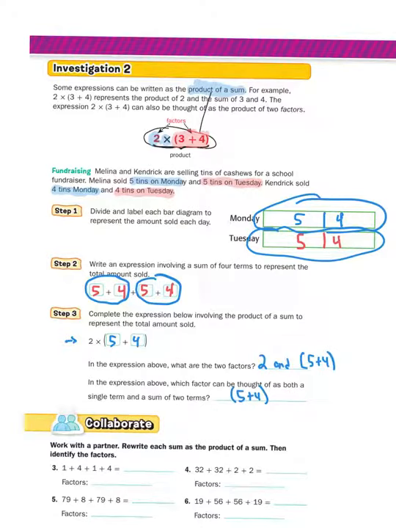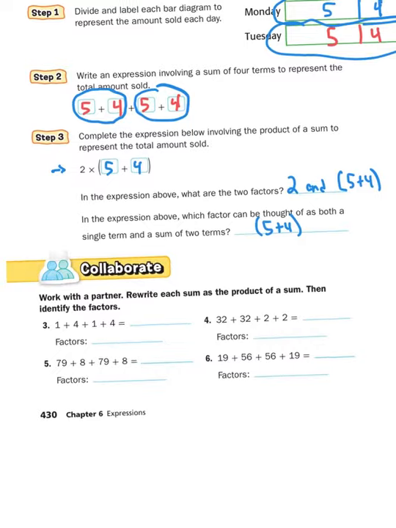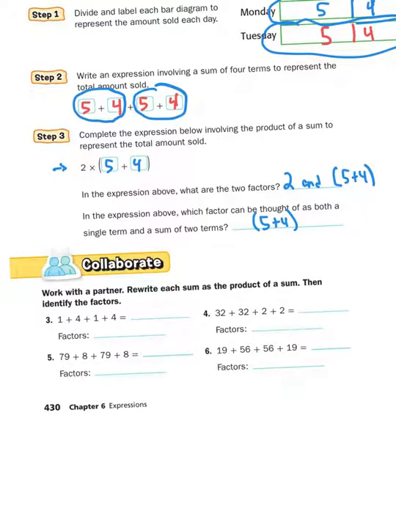All right, bet your head's spinning right about now. It's okay, because we're going to do 3 and 5, and then you're going to try 4 and 6. You ready?